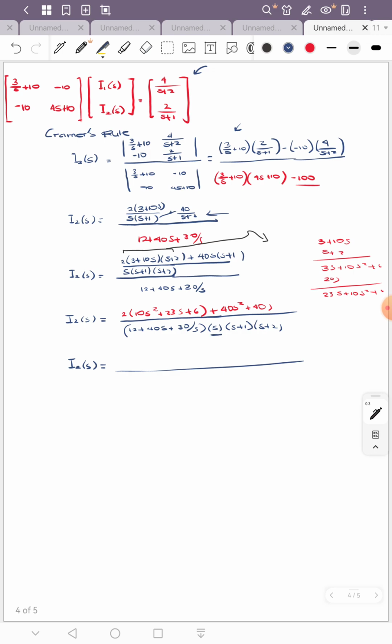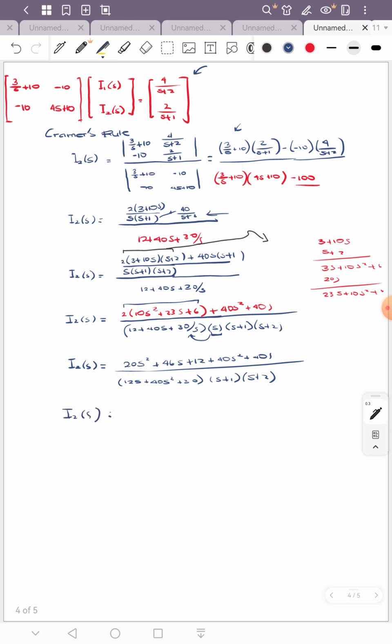So let us try to simplify the denominator. We distribute this S to cancel the 1 over S in this term: 12S plus 40S2 plus 30, times S plus 1, S plus 2. Okay, simplify: 20S2 plus 46S plus 12 plus 40S2 plus 40S.